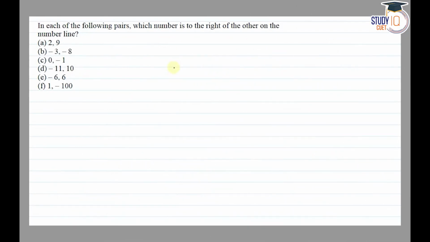Hello everyone, this question appears in the class 6 NCERT chapter of integers. This is the 6th question of exercise 6.1. The question says: in each of the following pairs, which number is to the right of the other on the number line? So we draw the number line here: 0, 1, 2, -1, -2, and so on.